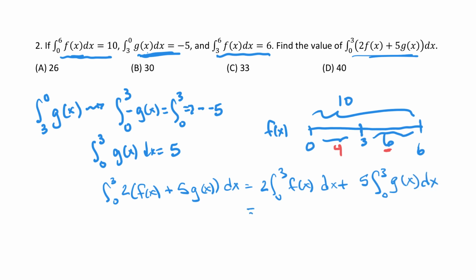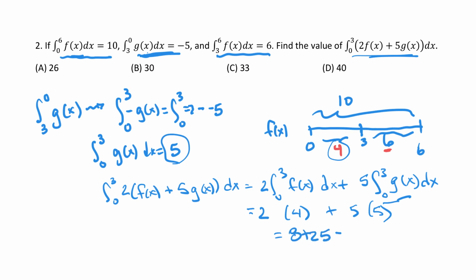All right, so this becomes 2 times the integral from 0 to 3 of f of x, which we already found is 4, plus 5 times the integral from 0 to 3 of g of x, which we did right there, and that's 5. So I end up with 8 plus 25, which gives me 33. That would make C my answer.